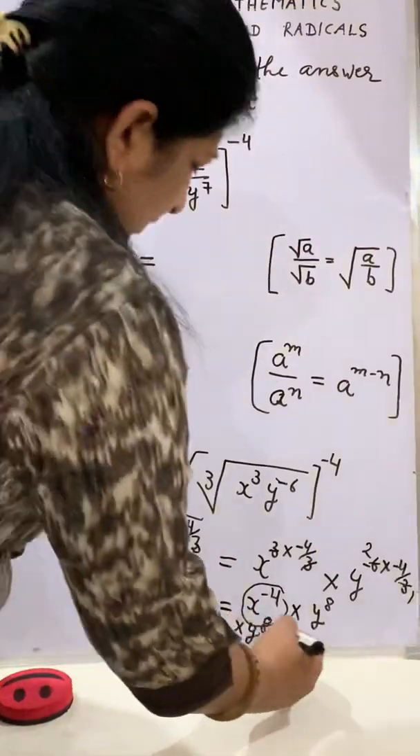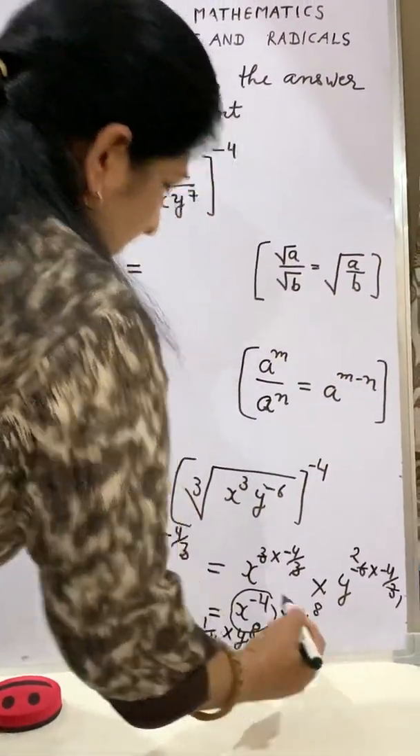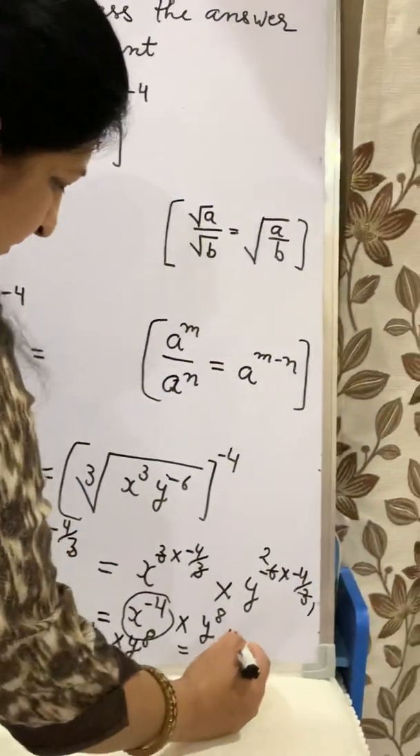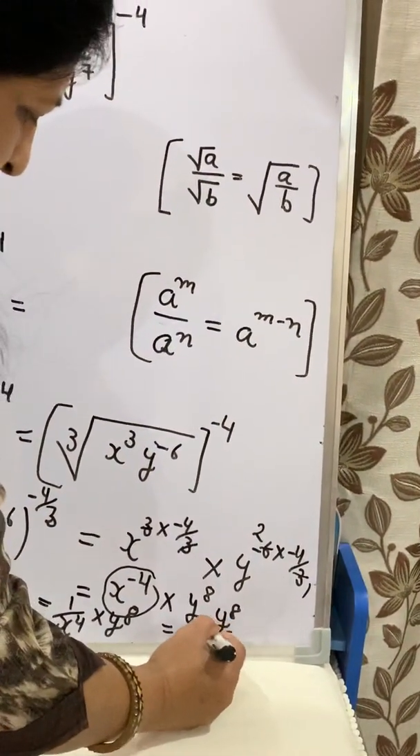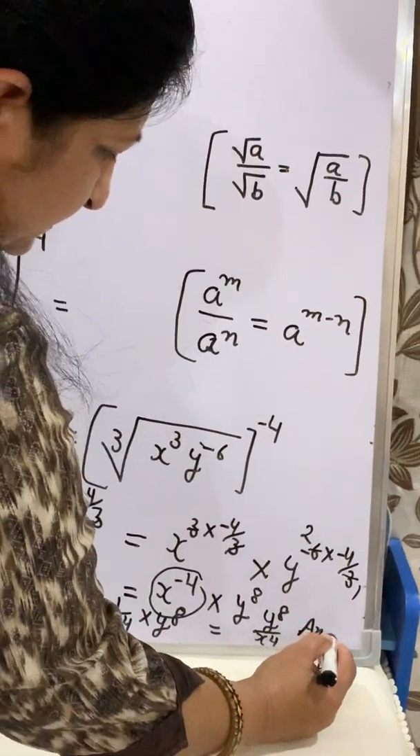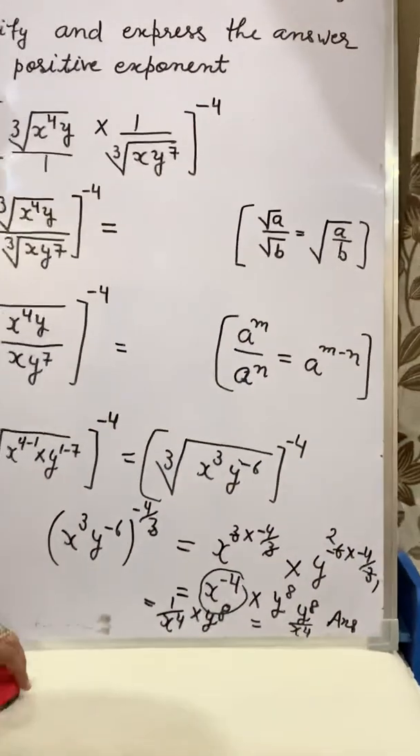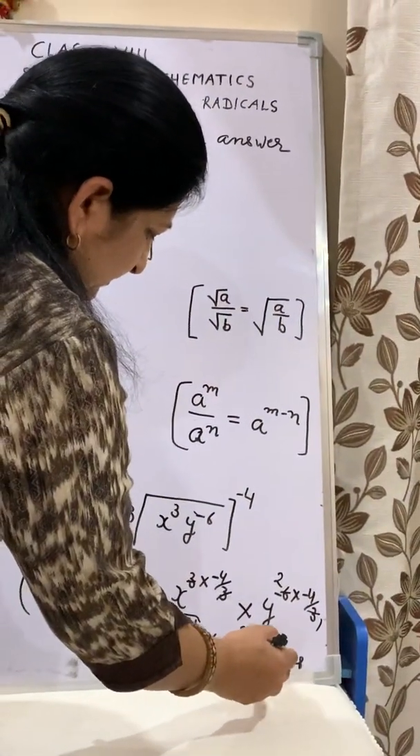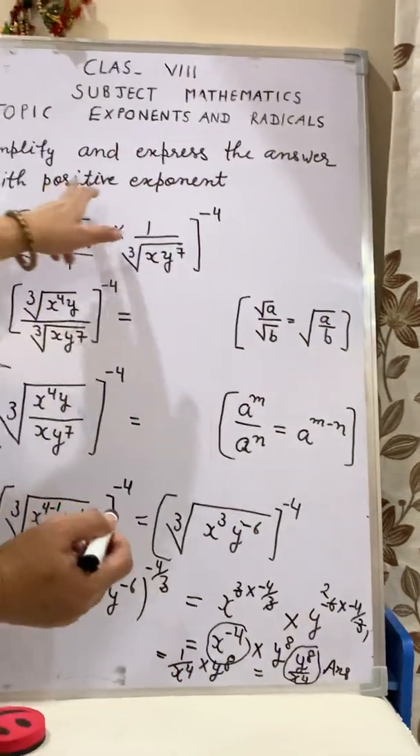which is equal to y raised to power 8 divided by x raised to power 4. It is the answer. Answer is in positive exponent.